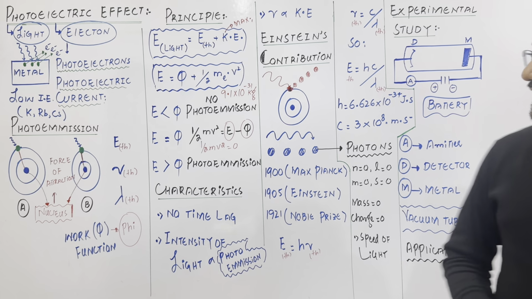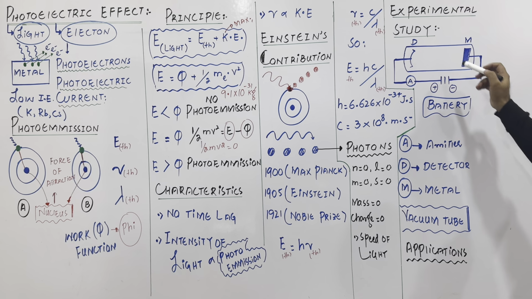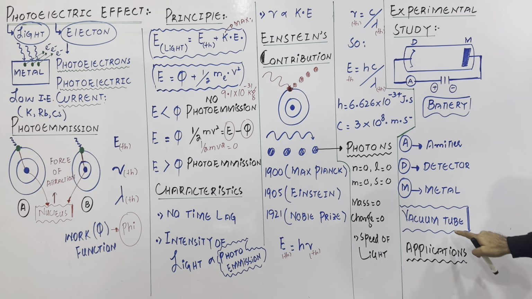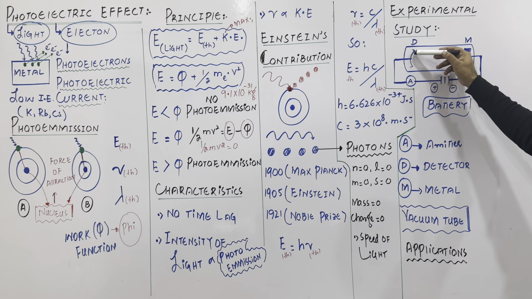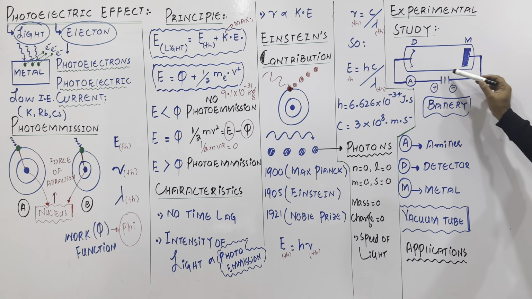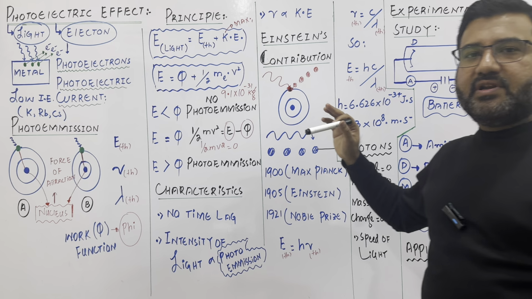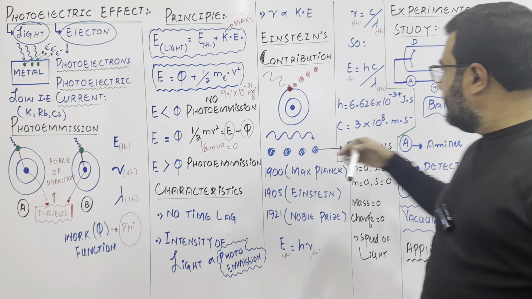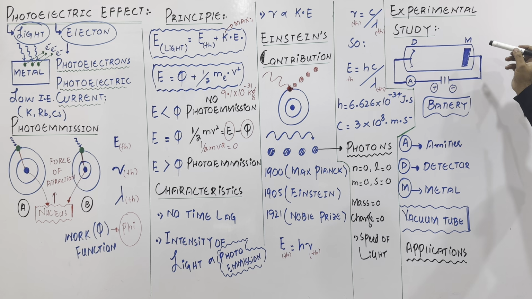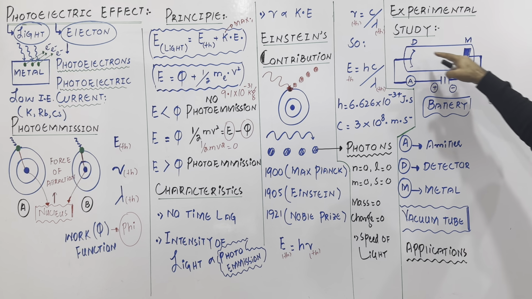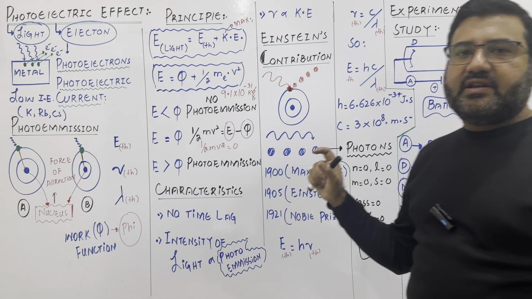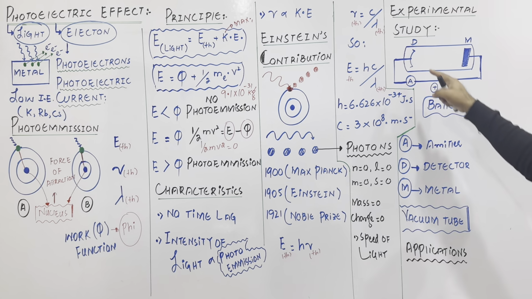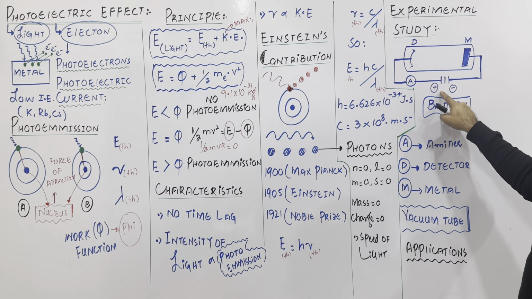Now let us move towards the experimental study of the photoelectric effect. This is a vacuum tube having a metal piece and a detector. There is an emitter, and this is the battery, and the voltage can be adjusted as desired from this battery. This metal is M, and this is the detector. The metal piece is connected to the negative terminal of the battery, so it acts as the cathode, and the detector is connected through the emitter to the positive terminal of the battery, and that acts as the anode.